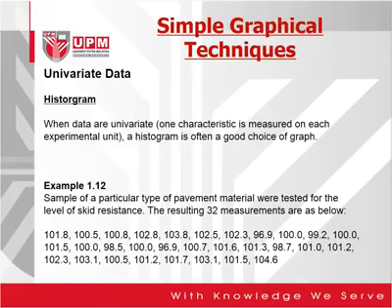So I believe that you have seen histograms before. It's a bar chart with different heights, and it will show specific trends of the data. So now we look at example 1.12. Samples of a particular type of pavement material were tested for the level of skid resistance. There are 32 measurements, meaning that we have 32 data.